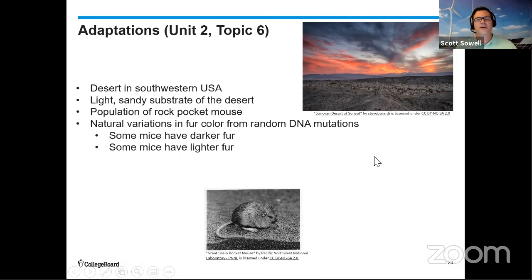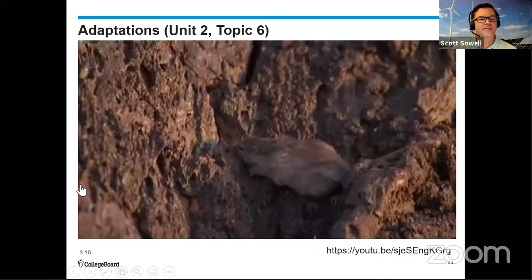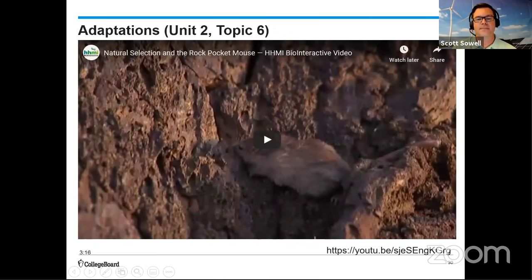And if we stop right there, those genetic mutations have no value whatsoever, either good or bad. It's only when their environmental conditions, maybe even a disruption, selects which one might be favorable. So the population of the whole can change if that selection selects for certain mutations. So we're going to take a couple of minutes of a little clip here, about 3 minutes, to go over these rock pocket mice.